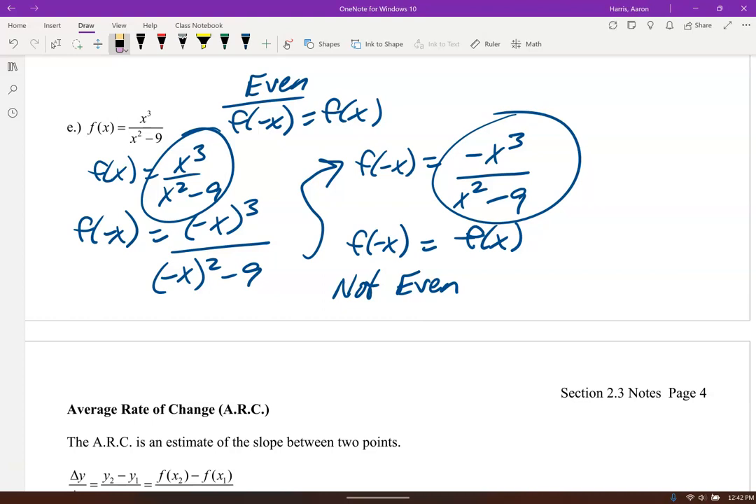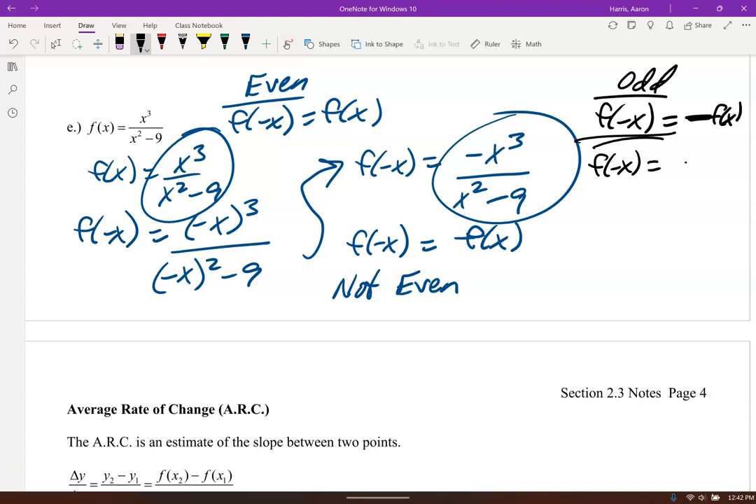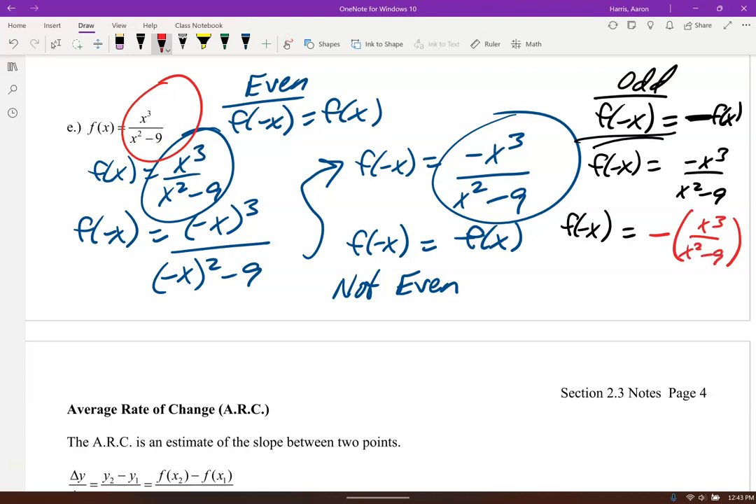And well, if it's odd, when I plug in negative x, I should get the opposite of the original. So, we already did this work. When we plugged in negative x, we ended up with negative x cubed over x squared minus 9. So the question is, did I get the opposite of the original? Well, the original is x cubed over x squared minus 9. Did we get that here? Are these the same? Yes, they are. So this is odd.